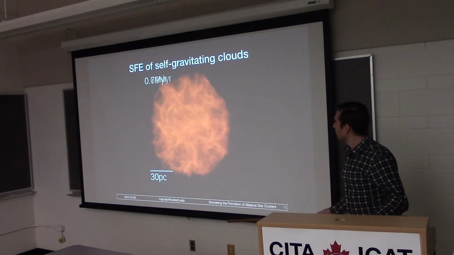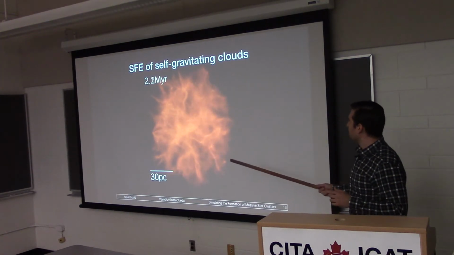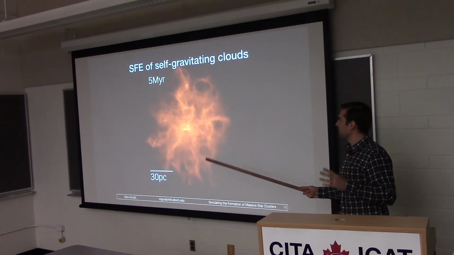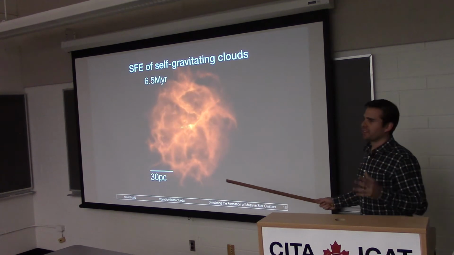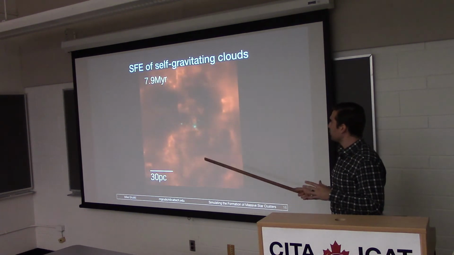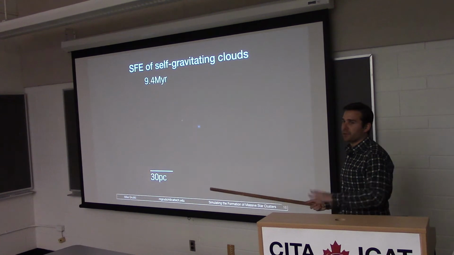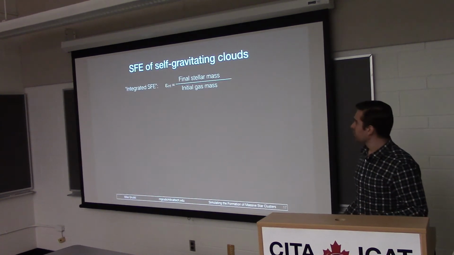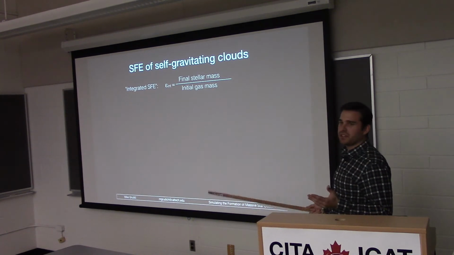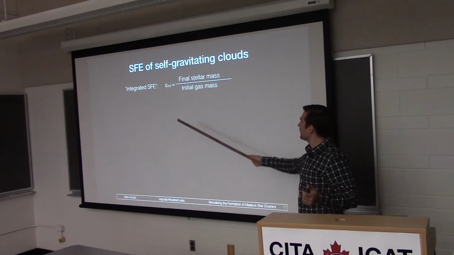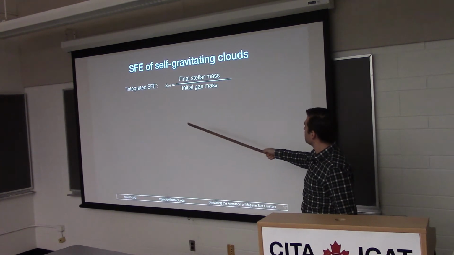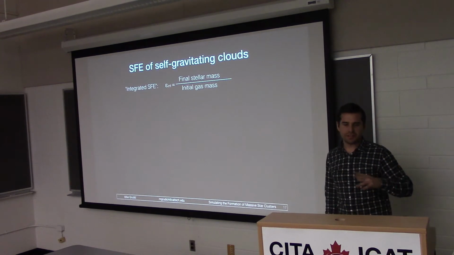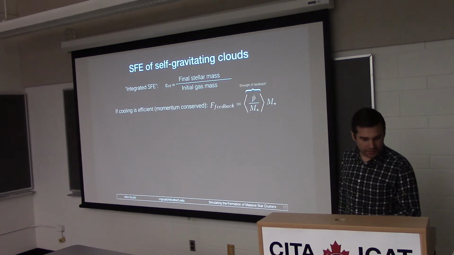But if we look at another one of these movies, we can see that at no time does this event really reach anything resembling a steady state. The reason for that is that there's nothing really stopping the cloud from forming so many stars that it overshoots the Eddington limit and eventually destroys itself. So the quantity we're particularly interested in for this problem is what I call the integrated star formation efficiency, which is the ratio between the final stellar mass we form and the initial gas mass that we had.